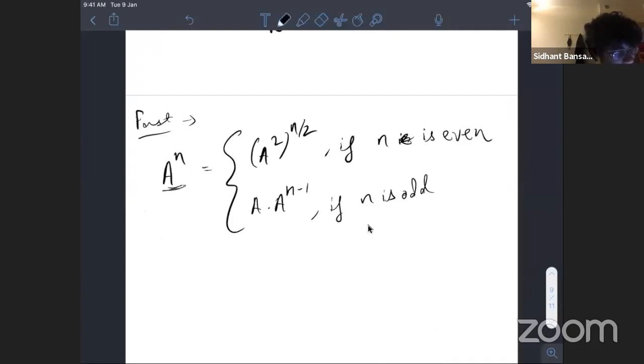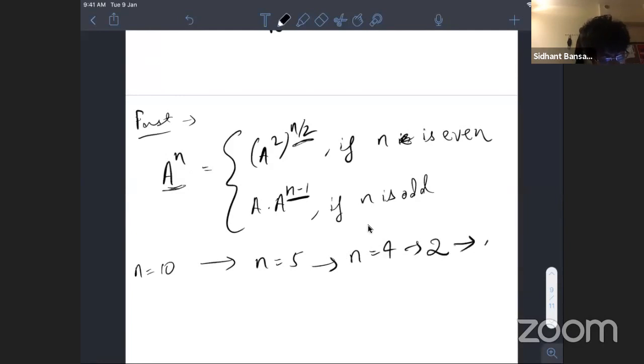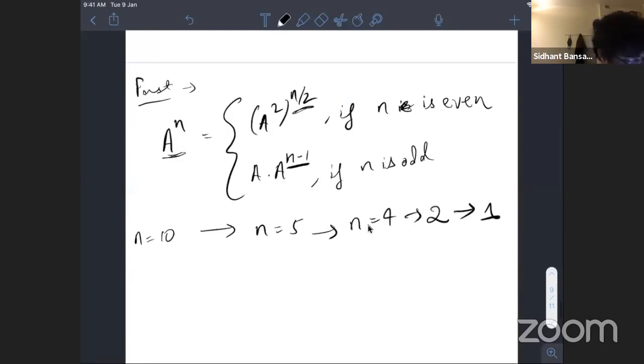So let's say previously the exponent n was 10. Now you halved the exponent to 5. Next time, since the exponent is odd, you'll decrement it by 1, so it will become 4. Now it's again even, so you'll halve it, so it will become 2. Again even, so you'll halve it, it will become 1. And obviously, for a to the 1, it's just a. So just return a. And you're done.